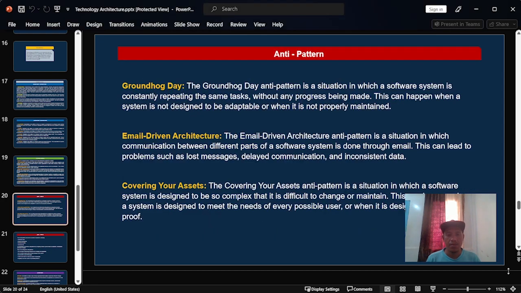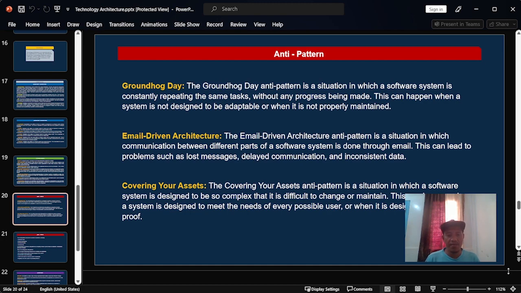So under anti-pattern, we have the Groundhog Day. The Groundhog Day anti-pattern is a situation in which a software system is constantly repeating the same task without any progress being made. This can happen when the system is not designed to be adaptable or when it's not properly maintained. Kung nagde-design ka naman ng hindi sa gaano ka-adaptable ng organization, so may tendency na hindi bibenta yung design.